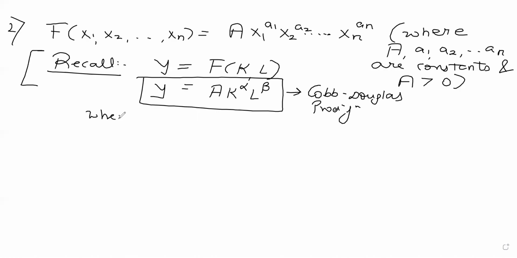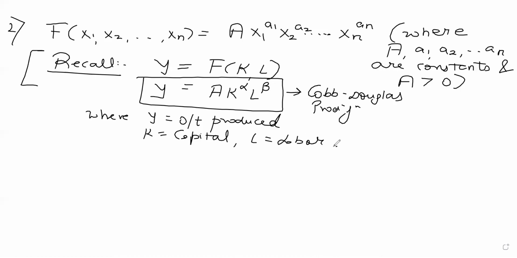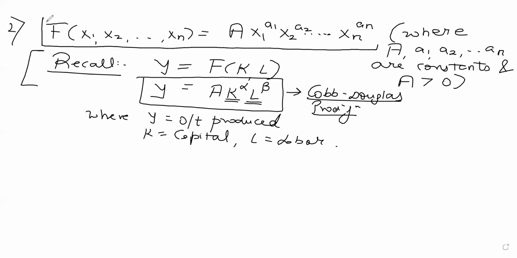where Y denotes the output produced, K stands for capital, L denotes labor. So this is the Cobb-Douglas production function when we only have two inputs, capital and labor. But suppose I have n inputs. My Cobb-Douglas production function generally would look like this.